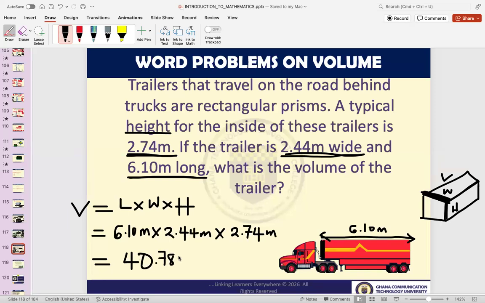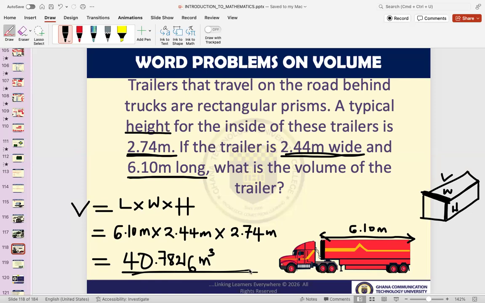I'm getting 40.78216 meters cubed. Very good. This is a huge volume. Yeah, I got the same thing. Yes, so 40.78261 meters cubed. And that's a huge volume.